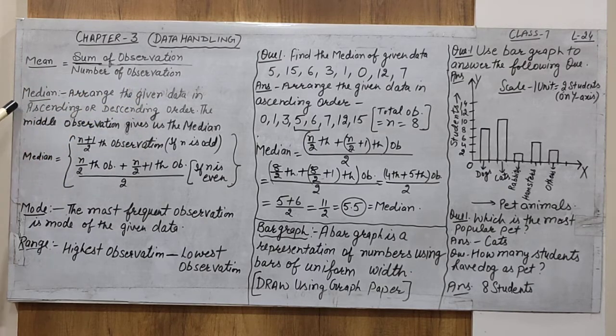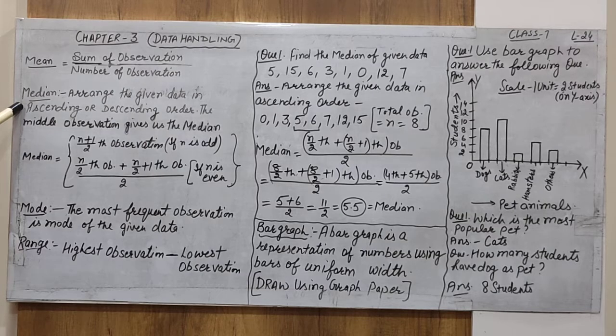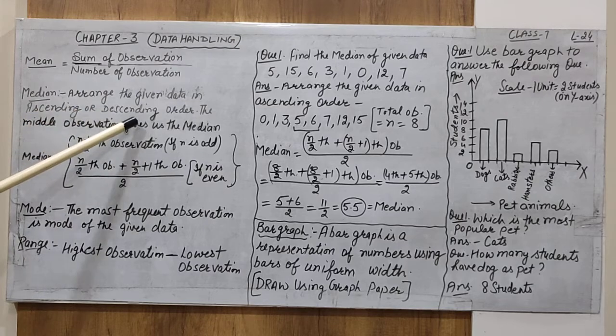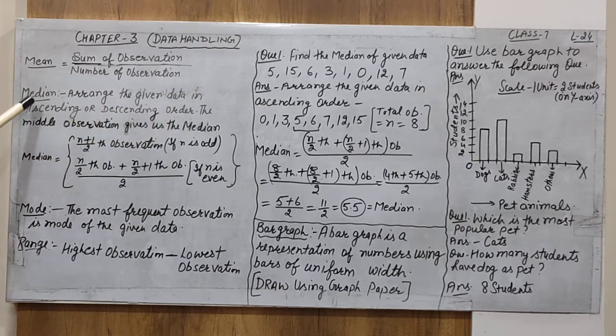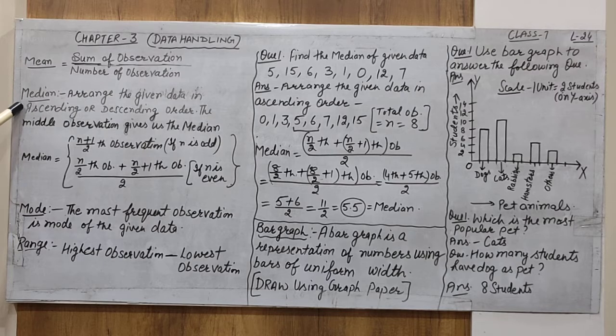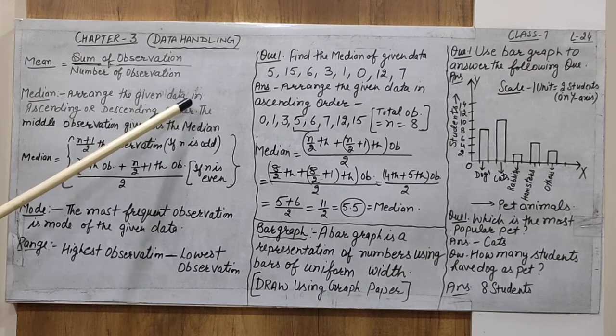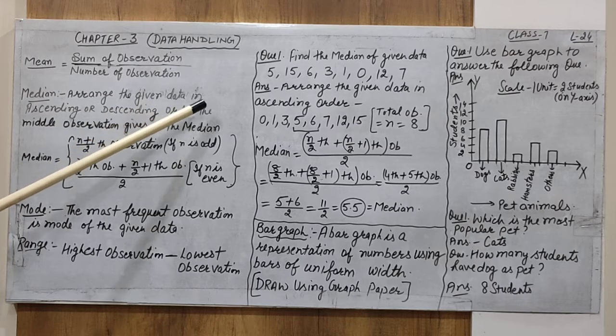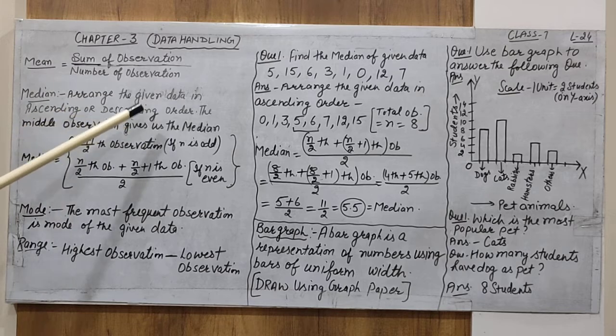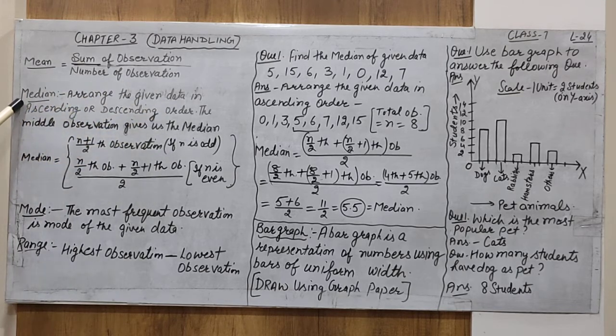Okay, next topic is median. This we have already discussed. What is the median? Arrange the given data in ascending or descending order. This is the first step to find the median. Data means the given observations, or we can say the marks or numbers, whatever is given. You have to arrange it in ascending or descending order, and select only one order to find the median.